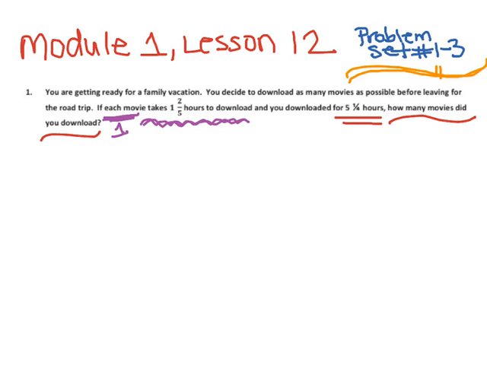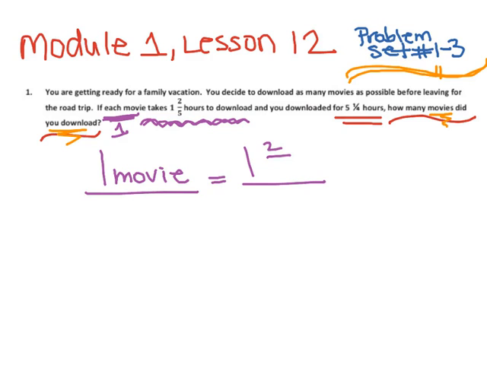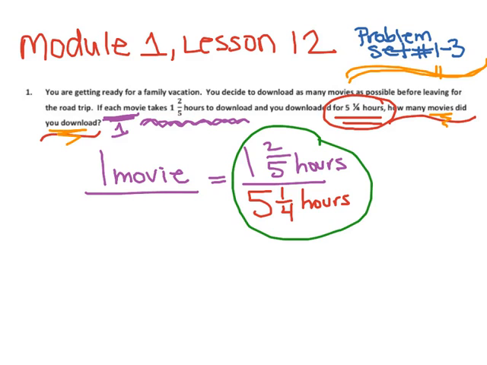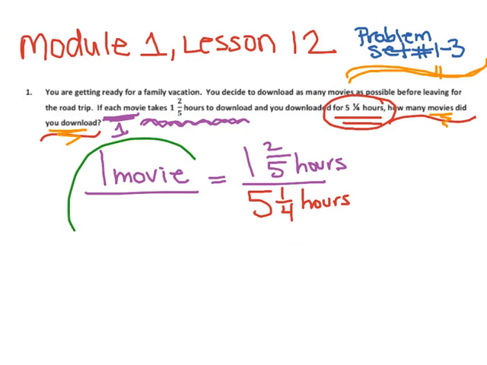In order for me to solve for how many movies I downloaded, I'm going to set up a proportion. The first piece of information was one movie. One movie takes me 1 2/5 hours to download. My other given information is 5 1/4 hours. I'm going to place it here. Since this side I've decided to make the hours of the download, the other side is going to represent the movies. So we're solving for how many movies you downloaded. X amount of movies, it's a mystery, and now I have a proportion.